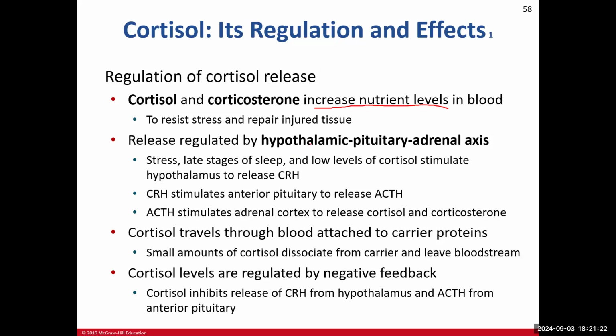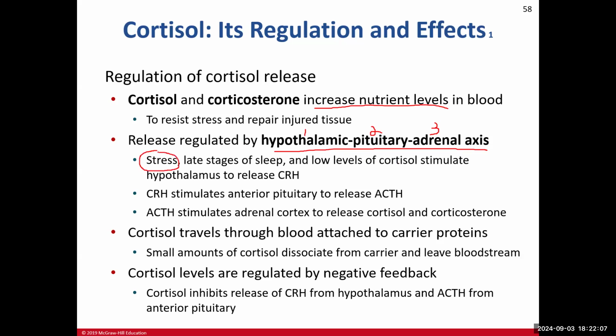So here is what we're looking at when we're talking about cortisol release: this regulation system here, the hypothalamic-pituitary-adrenal axis. Notice the first two terms: hypothalamic has to do with the hypothalamus, then our anterior pituitary, and then our third location, the adrenal glands. And look at all of those different stimuli. Who doesn't fit that profile? Stress. Late stages of sleep. Who gets enough sleep here, right? In this case, the big one is stress. That's why we nickname it the stress hormone.